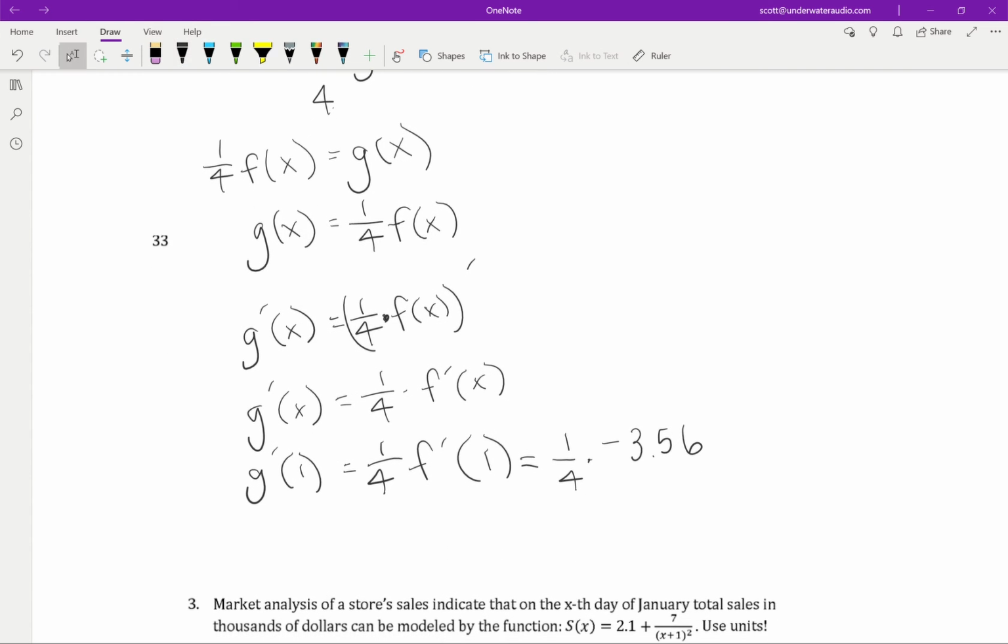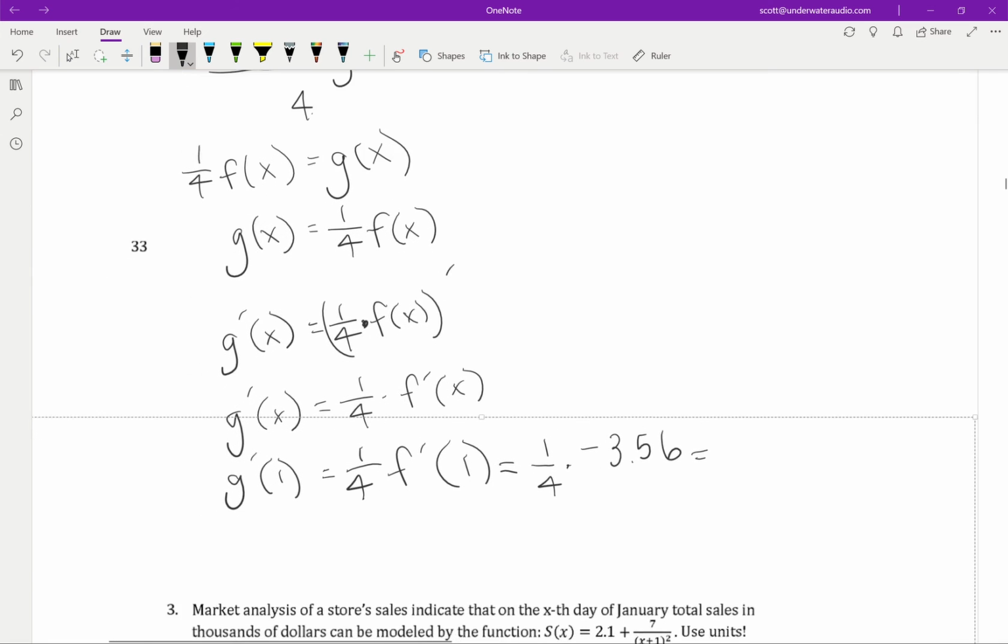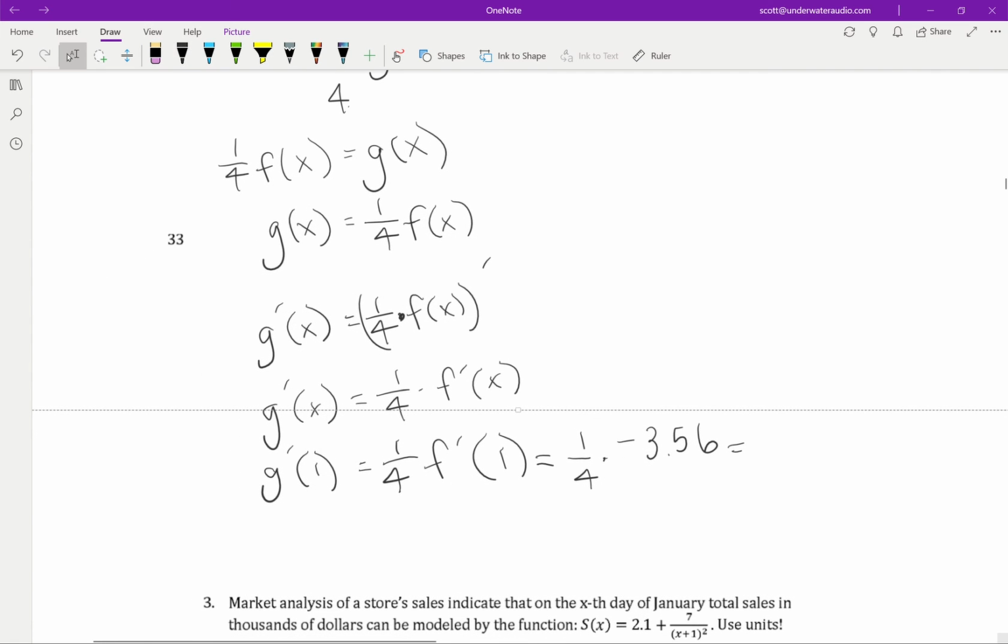Yes. So this is something I can just put into a calculator, which I will do, although I don't think you can see me do it because of the way my application works. So 3.56 divided by 4 is 0.89. So I've got a negative 0.89.